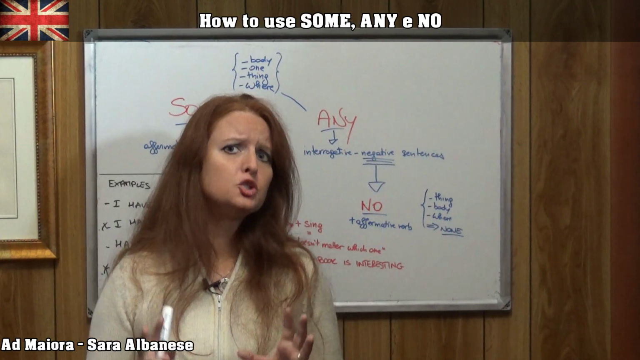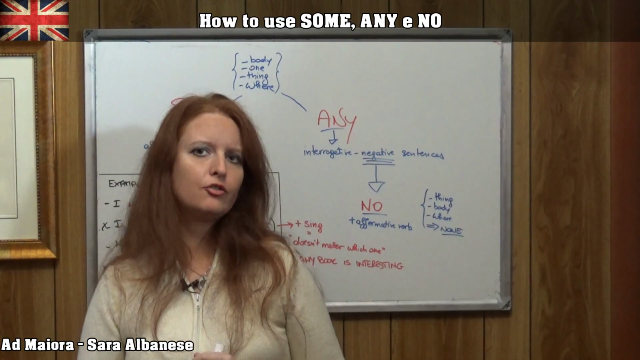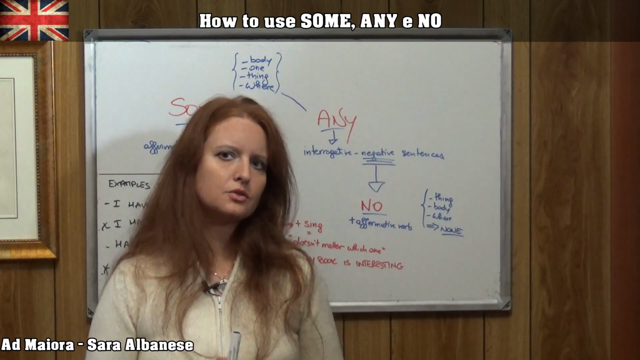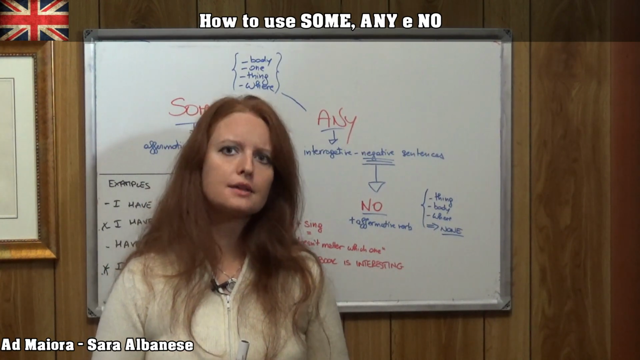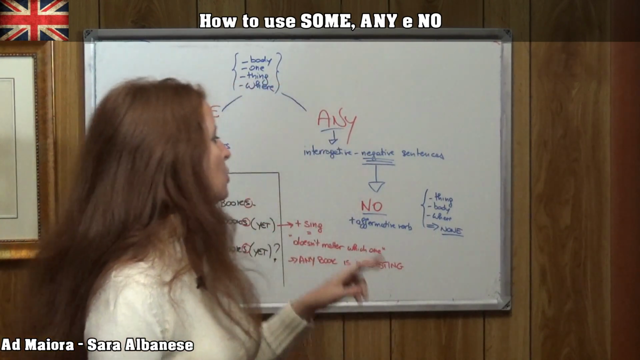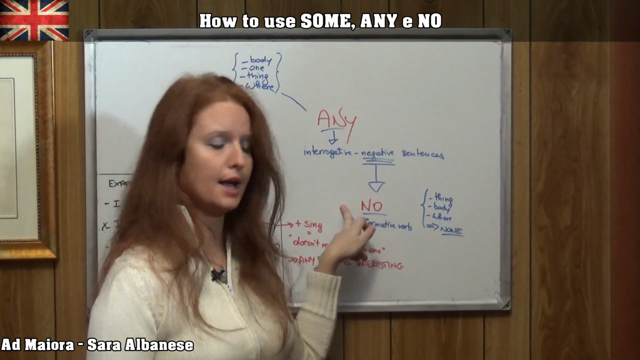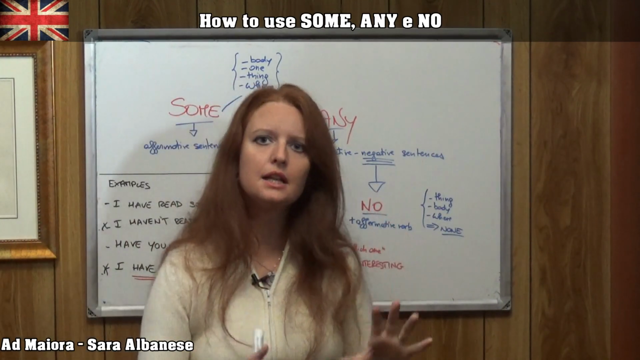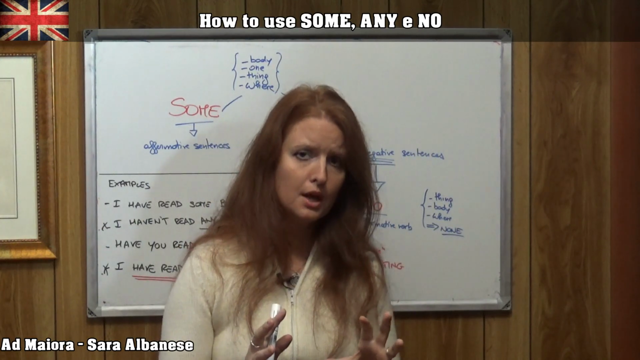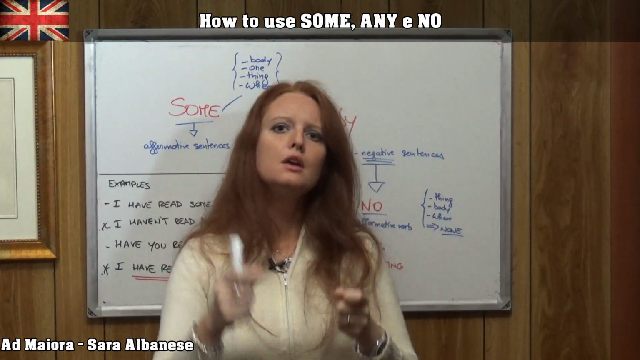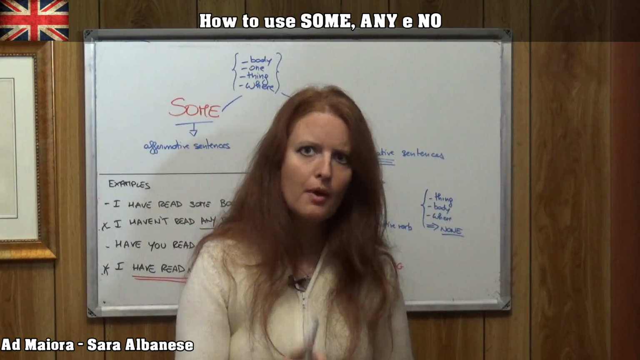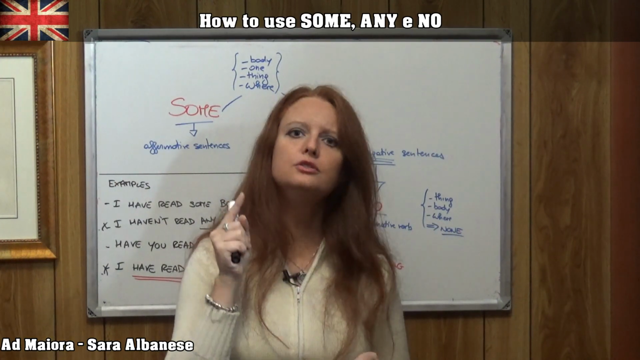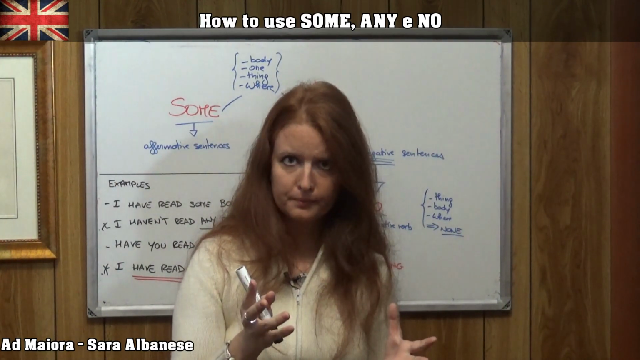Is there any way to express the negative form, even in a stronger way maybe? Yes, there is another way, with no. With no, I can still express the negative form, and it is even stronger, but pay attention, the verb has to come back to the affirmative form.